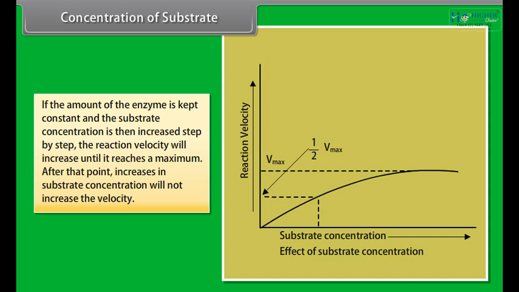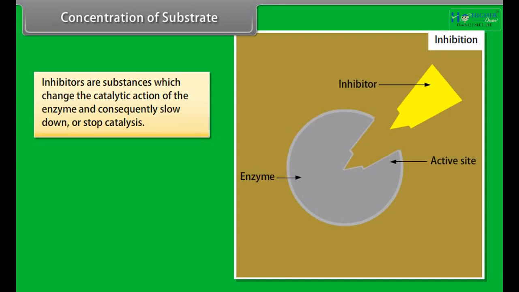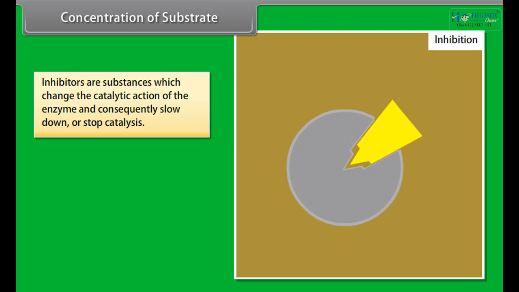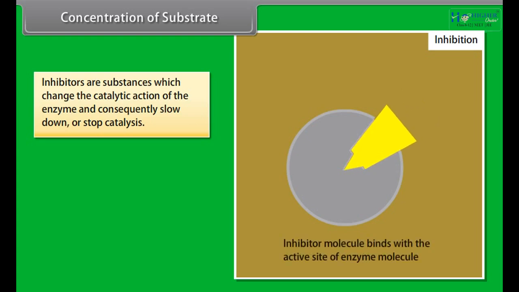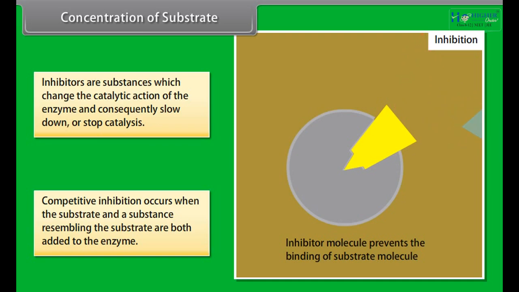Concentration of substrate. If the amount of enzyme is kept constant and the substrate concentration is then increased step by step, the reaction velocity will increase until it reaches a maximum. After that point, increase in substrate concentration will not increase the velocity. Inhibitors are substances which change the catalytic action of the enzyme and consequently slow down or stop catalysis. Competitive inhibition occurs when the substrate and a substance resembling the substrate are both added to the enzyme.